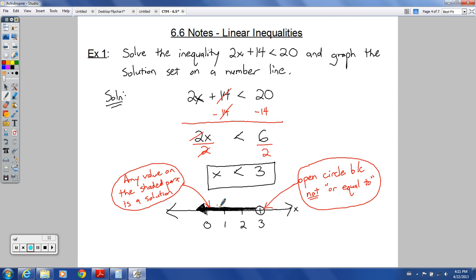So a value right here would work. Value out here would work, because remember, this just keeps going on and on forever. The value right here is fine, here is fine, here is fine, but as soon as you get right on 3 or above it, no longer okay, no longer a solution, something that won't make that true anymore.